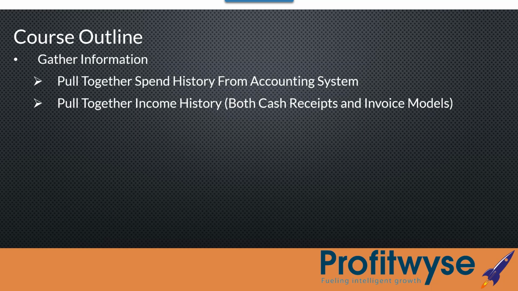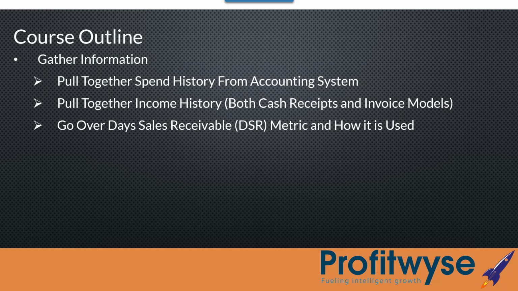An invoice model is a business-to-business model where either services or parts or products are purchased by a customer, and the seller issues an invoice with some terms, and those terms may be payment in 15 days, 30 days, 60 days, whatever they're able to invoice on.